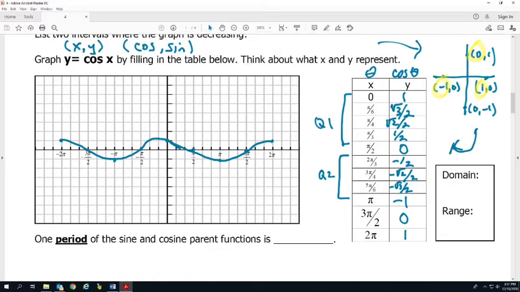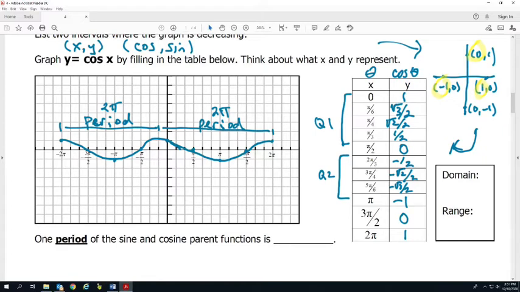So remember, one period would be from here to here. A second period would be from here to here. It's basically from tip to tip. This represents 1 period. That's supposed to be an E, sorry. This represents a second period. So our period, remember, is 2 pi units.